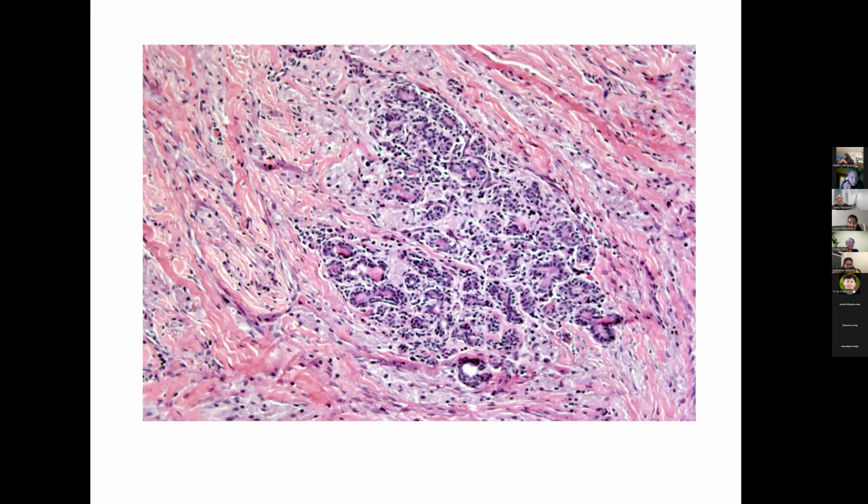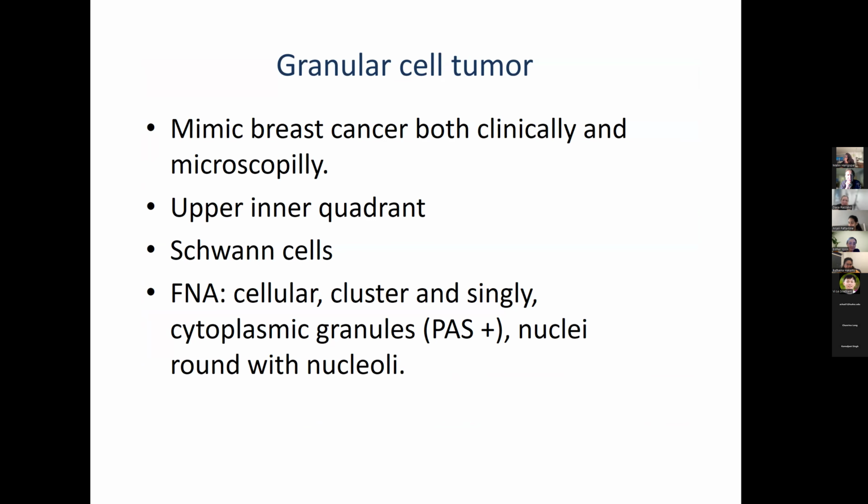And this, on histology too, can be worrisome because it has an infiltrative growth pattern. But overall, it's a very, very bland looking cell. So you actually think it could be histiocytic. A granular cell tumor can mimic breast cancer both clinically and microscopically, and usually the origin is from the Schwann cell. And we have special stains to determine whether this is epithelial or of nerve origin. Usually they are S100 positive and negative for keratin. They can be CD68 positive.